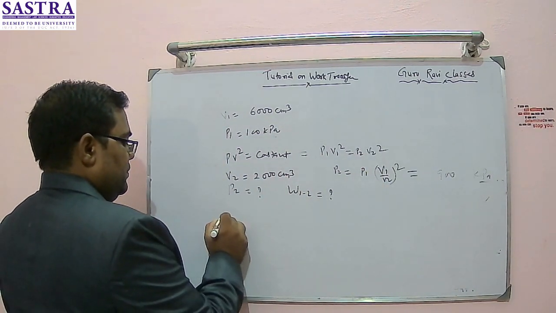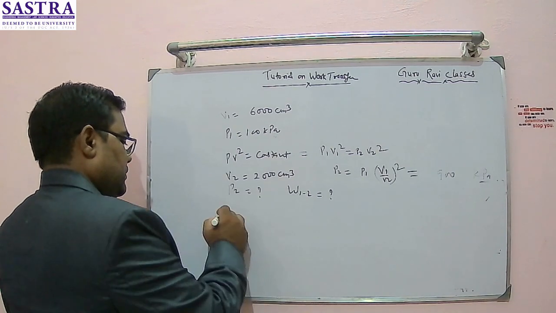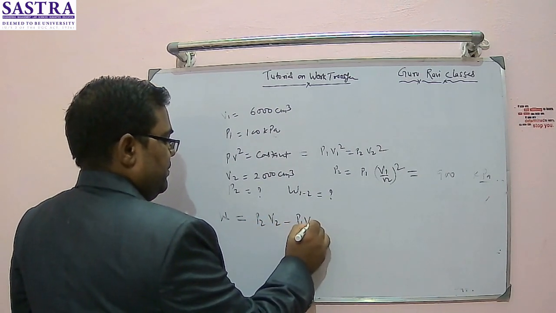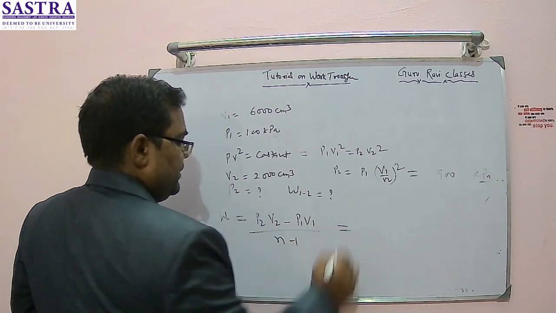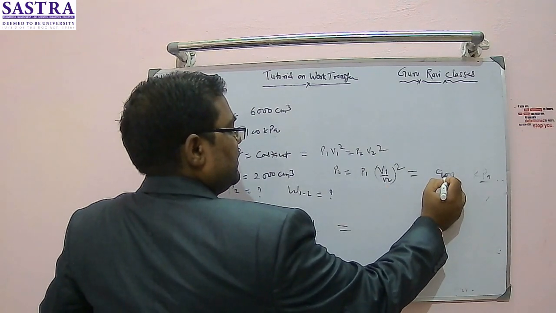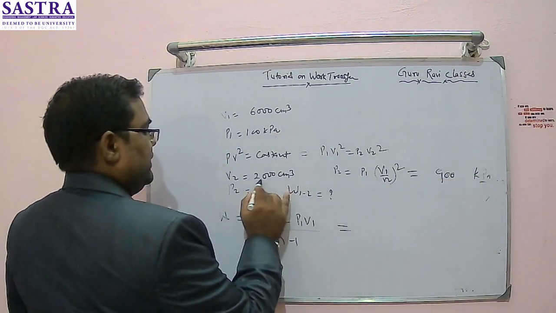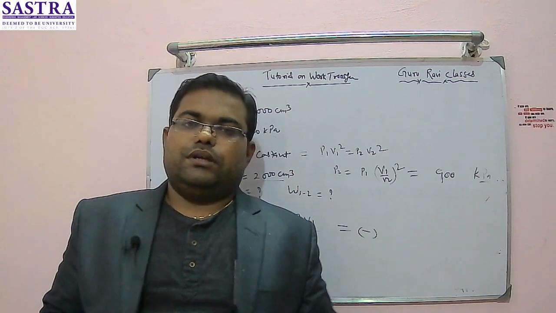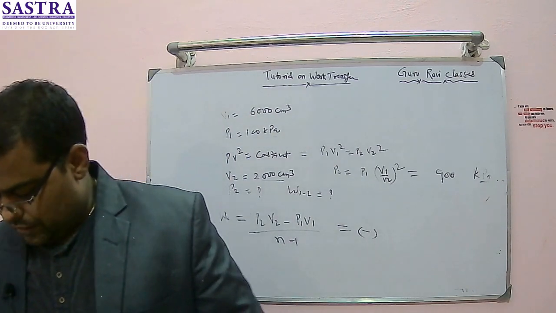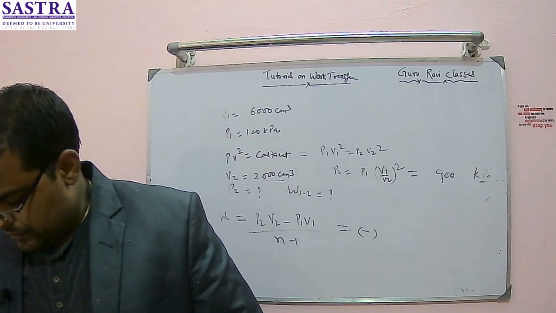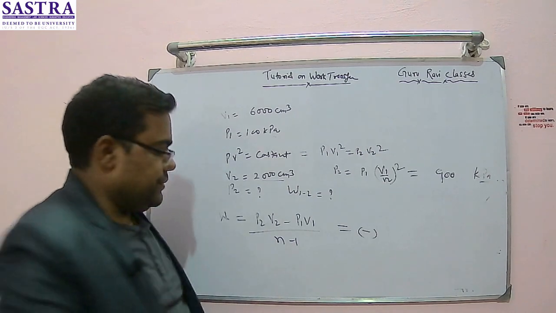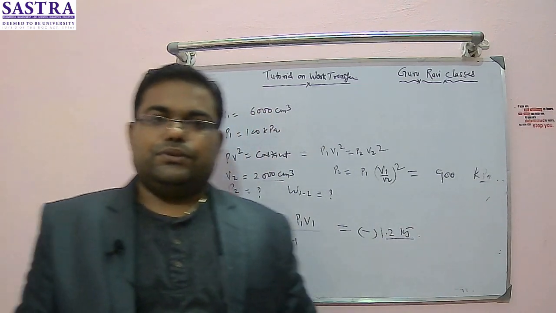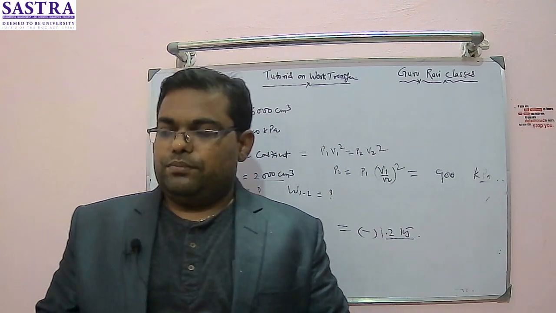So if it is a compression process, I need to write final minus initial. So work W is equal to P2 V2 minus P1 V1 divided by n minus 1. So P2 is this 900 kilopascal and V2 is here, and P1 V1. You will get the negative work here because P2 is more even though V2 is less. So this is coming around minus 1.2. So the answer is minus 1.2 kilojoule for this problem. So this is another problem.